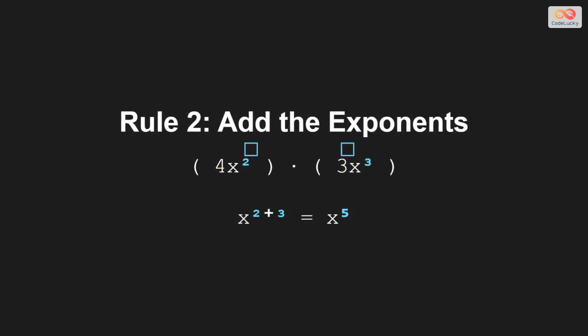The second step involves the exponents. For the same variables, you add their exponents together. In our example, we have x squared and x cubed, so we add the exponents 2 and 3, which gives us a new exponent of 5.